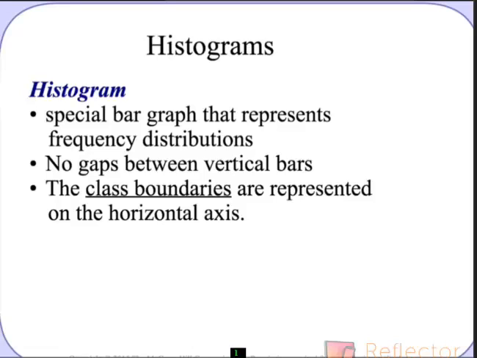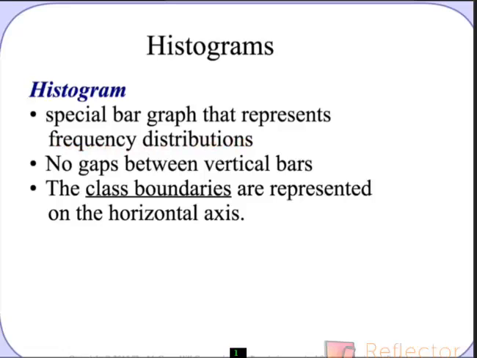Now that we have discussed how we're going to organize data in graph or in table formation, we're going to look at how we can present this data in graph formation. The first graph that we're going to look at is a histogram. A histogram will be used to represent frequency distributions.